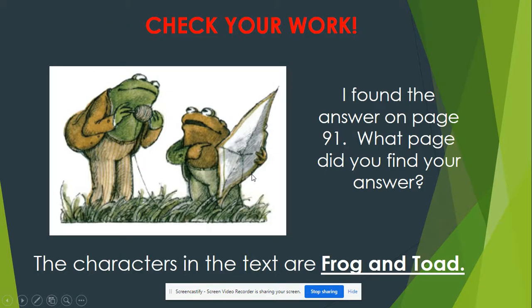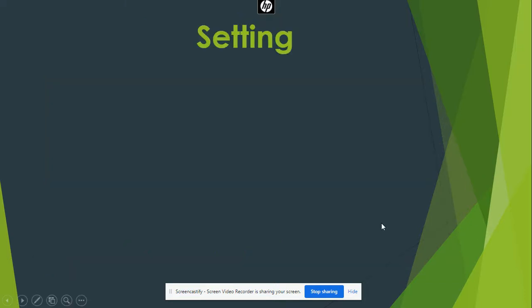All right, let's check your work. The characters in the text are Frog and Toad. Did you get that right? Great job. The next thing we're going to do is focus on the setting. Do you remember what setting is? Tell the person you're working with what setting is.